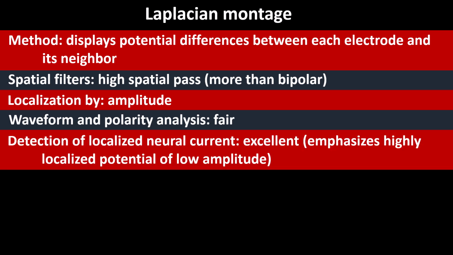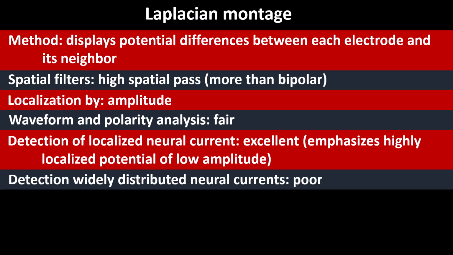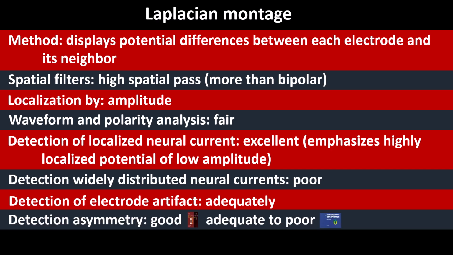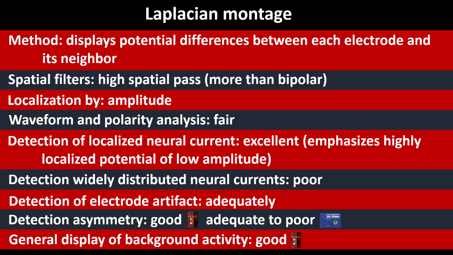Laplacian montages are excellent to detect highly localized low amplitude potentials. They are poor for the detection of widely distributed potentials. Laplacian montage detects artifacts adequately. The ability of Laplacian montage to detect asymmetry is considered good by some and adequate to poor by others. And the ability of Laplacian montage to display the background activity is considered good by some electroencephalographers.